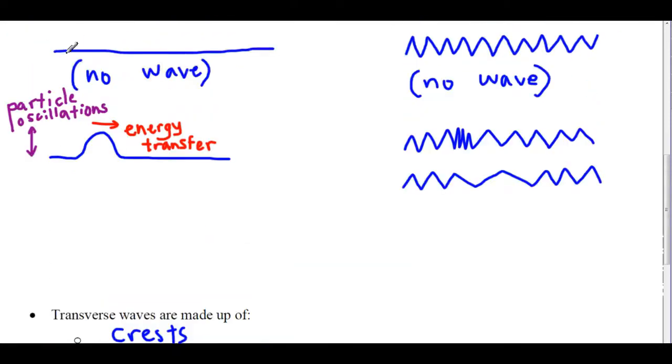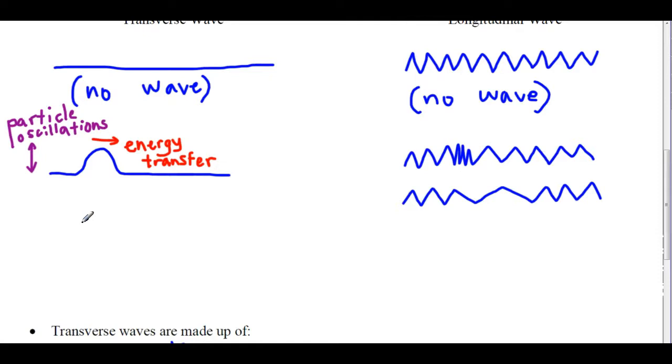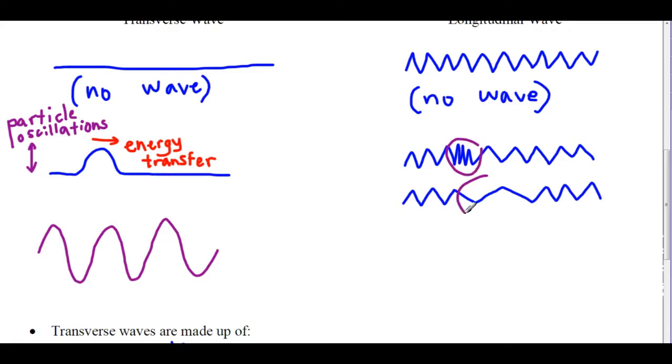So let's go back up here and take a moment to draw a continuous transverse and a continuous longitudinal wave. The continuous wave looks like this. You have crest, trough, crest, trough. Those crests and troughs repeat. Over here, what is repeating? Compressions and rarefactions are what repeat. So you have compression, rarefaction, compression, rarefaction, compression, rarefaction. This is a continuous longitudinal wave.